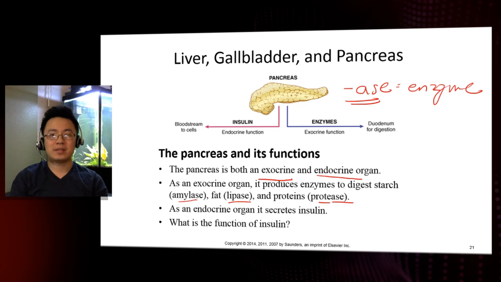It also functions as an endocrine gland, which secretes insulin. Okay, and insulin is a hormone responsible for allowing your cells to take in glucose from your bloodstream. I like to think of insulin as very much like the spoon for the cells. Without insulin, they can't spoon glucose into their system.